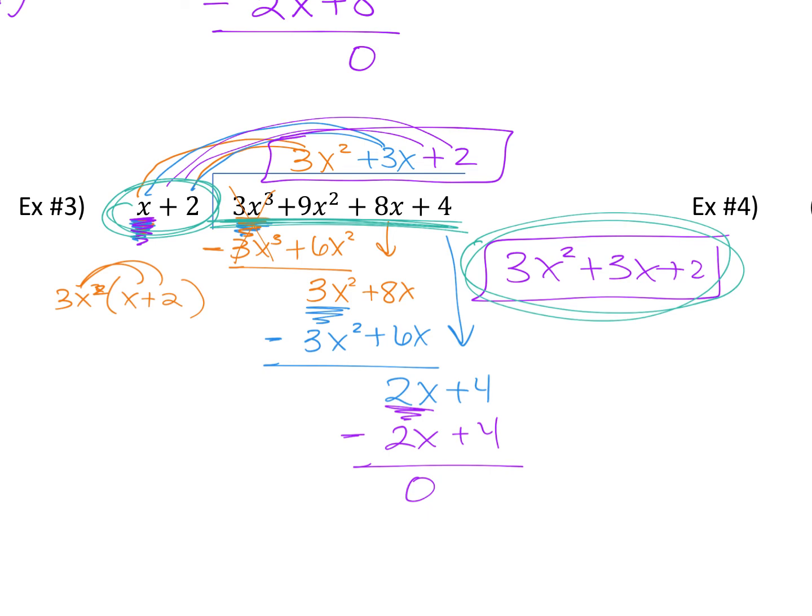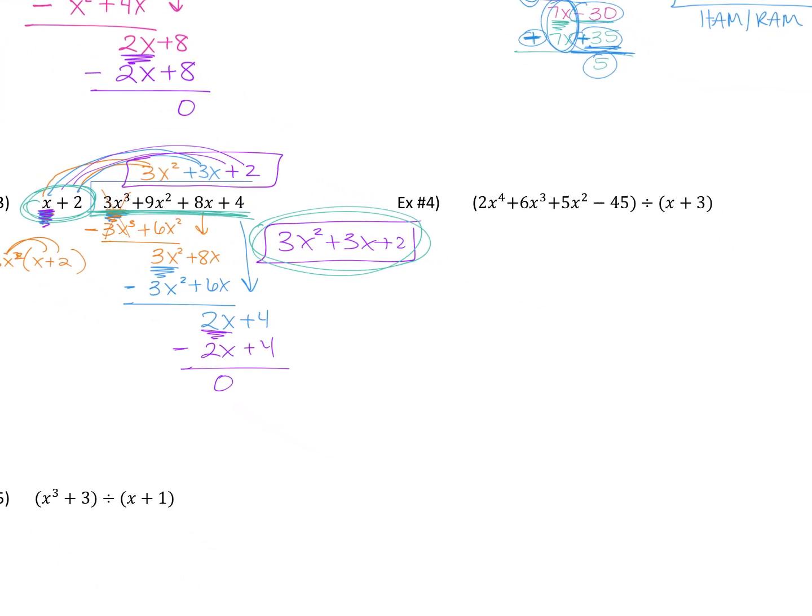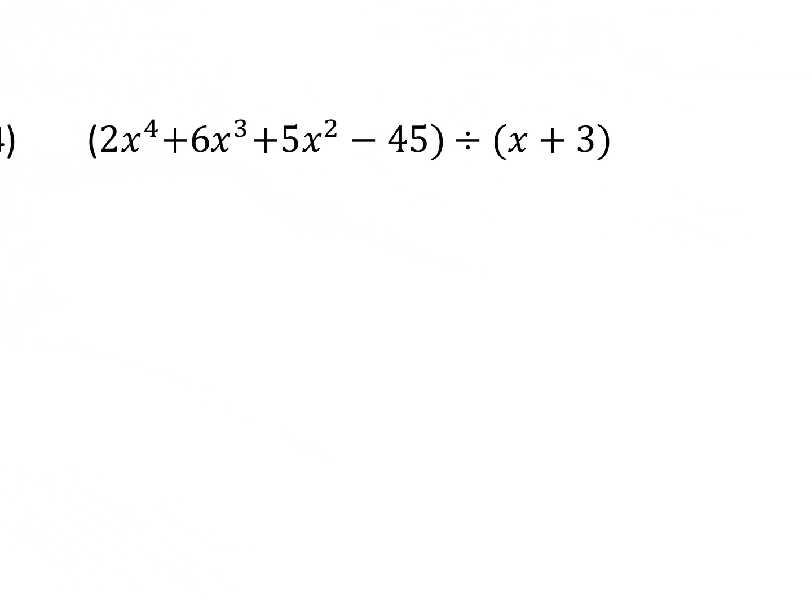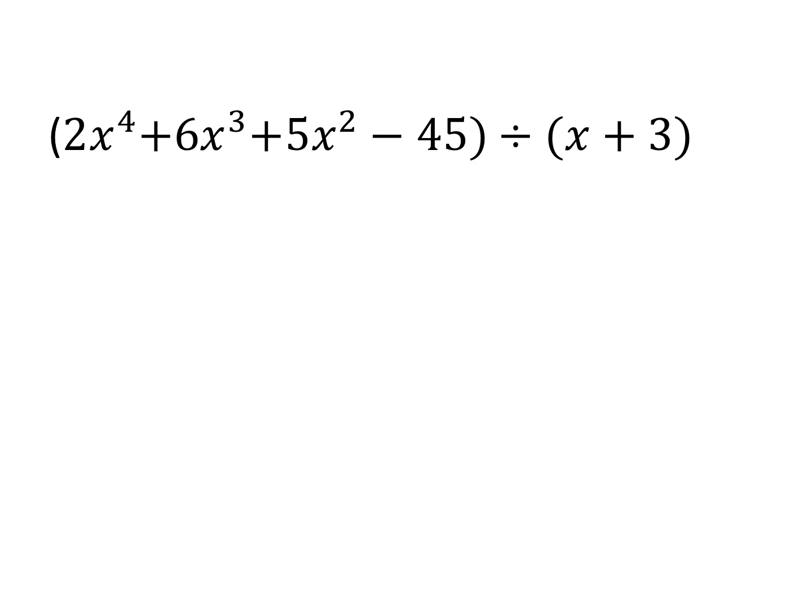These next two require a little something more. Take a look at this and tell me why you think this is different than what we've been doing. It's in parentheses. There is no x. Look at your exponents. We went 4, 3, 2, but there's no x to the first power.